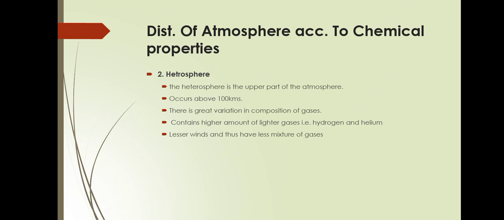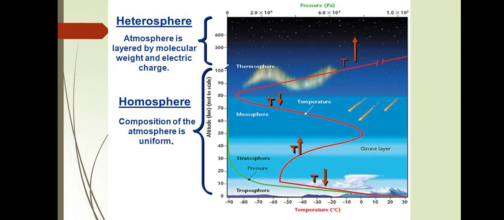In the case of the homosphere, we talked about there being a higher amount of heavier gases, and wind mixes up those gases. But the heterosphere contains the lighter gases, so it has less mixture of gases. As you can see here, the heterosphere and then the homosphere. The heterosphere atmosphere is layered by molecular weight and electric charge. In the homosphere, the composition of the atmosphere is uniform.